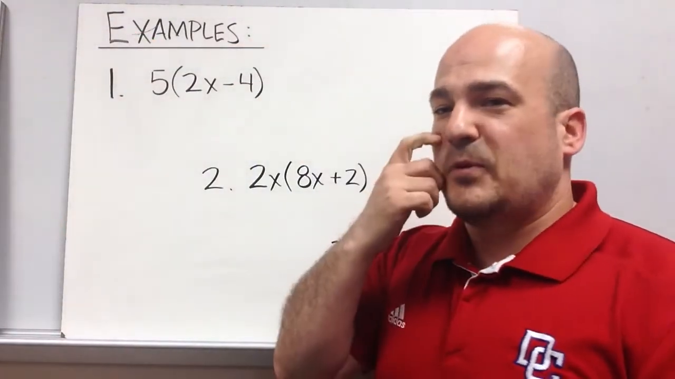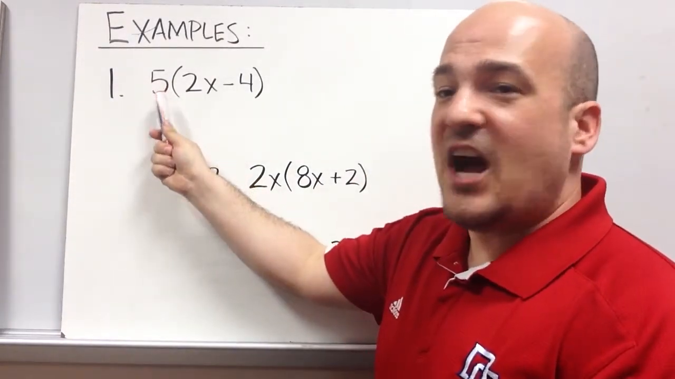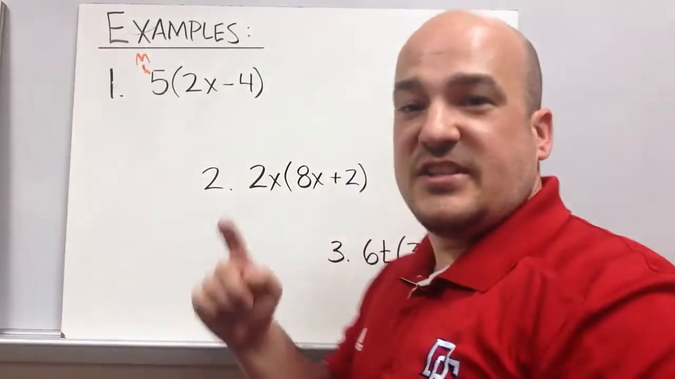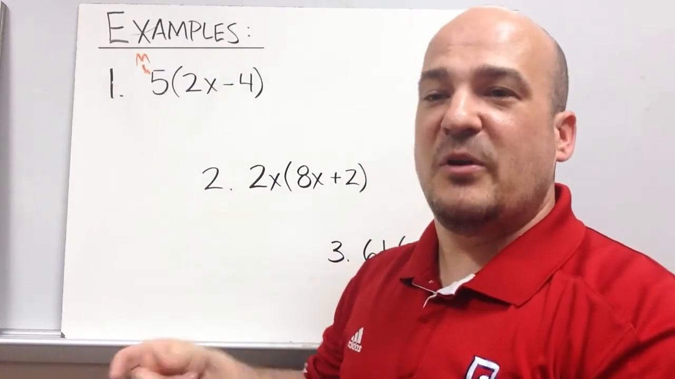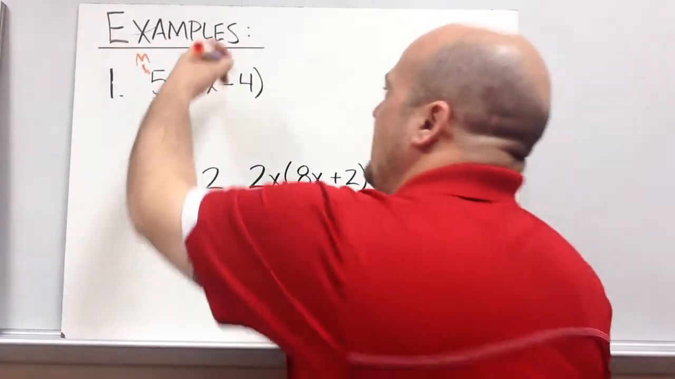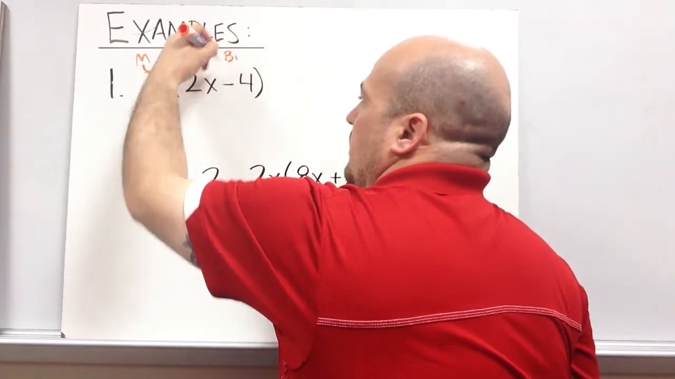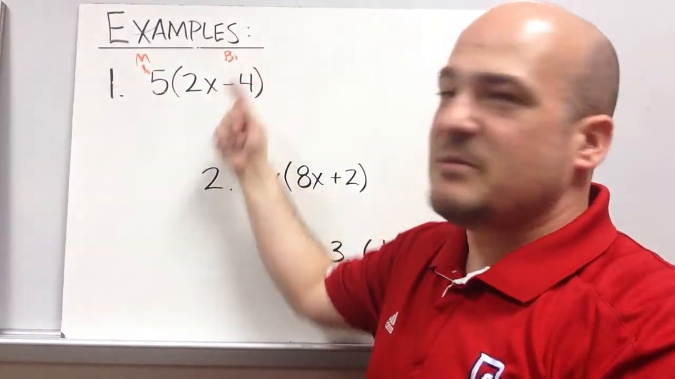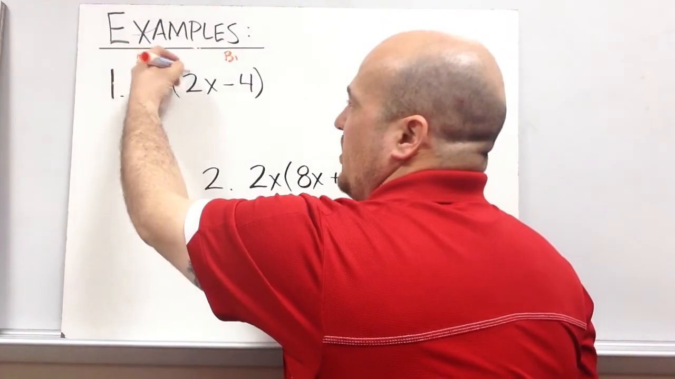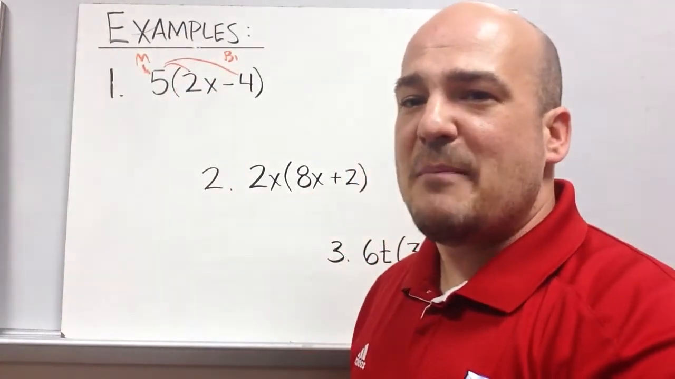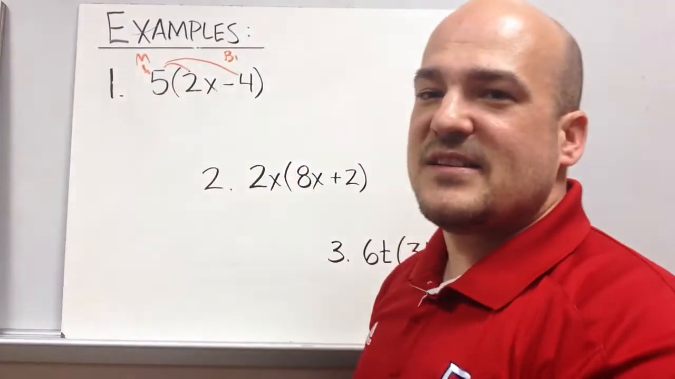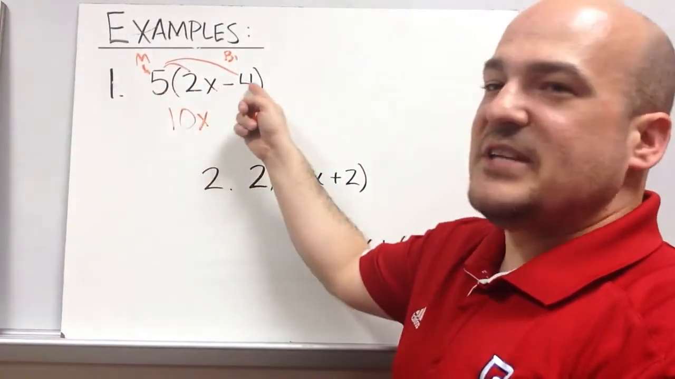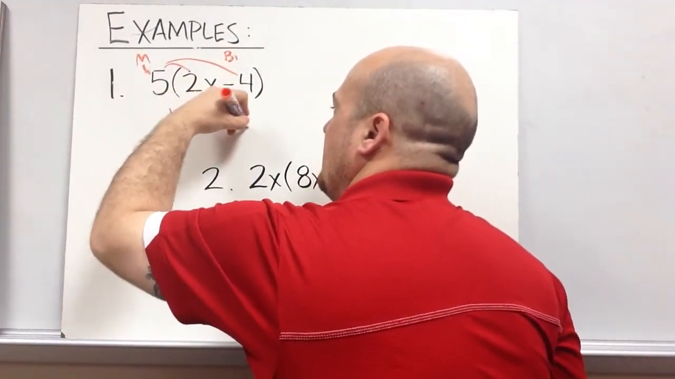Great, here are 3 examples. Example number 1, I have 5. That's my monomial. Okay, it's just one term, so it's a polynomial, it's a monomial, 5. Here's my binomial. Okay, 2x minus 4, 2 terms there. So I'm going to multiply my monomial times my binomial. All I need to do is distribute my monomial to each term in my binomial. So 5 times 2x is 10x. And 5 times negative 4 is negative 20.